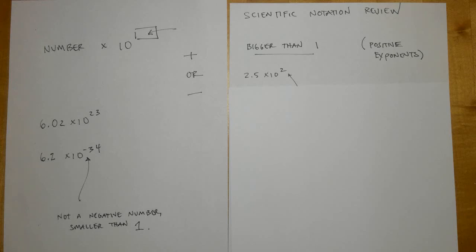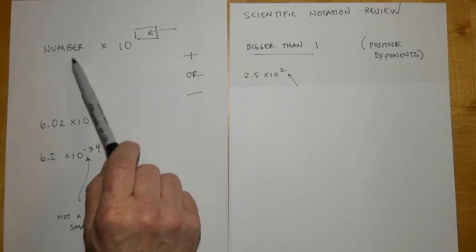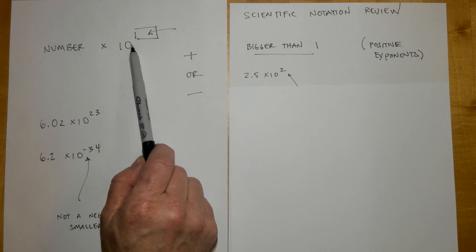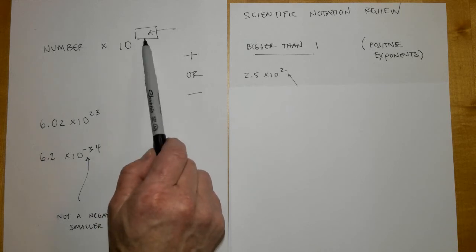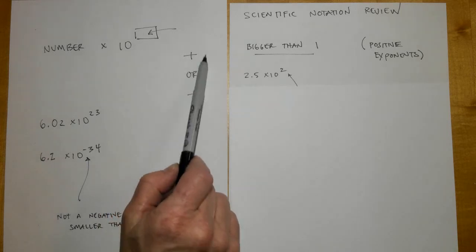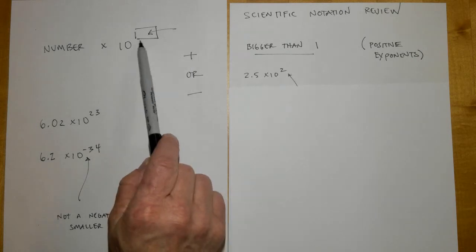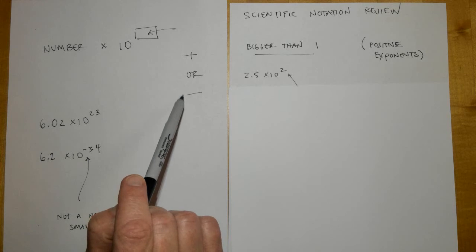Okay, so this is a quick review on scientific notation. Scientific notation is where you have a number, then a multiply sign, then a times 10, and then you have an exponent number up here. If this exponent number is positive, that means that the number is larger than 1. If that exponent number is negative, that means that that number is smaller than 1.